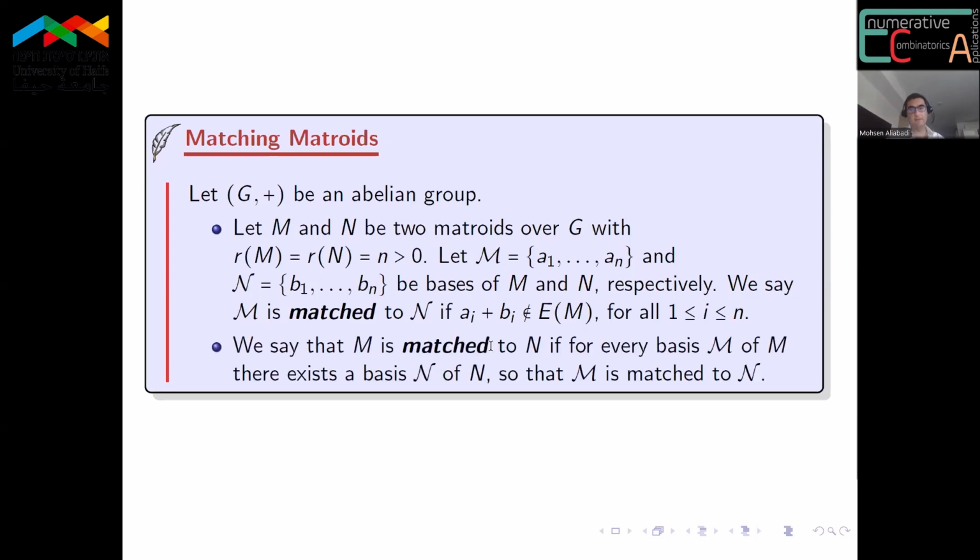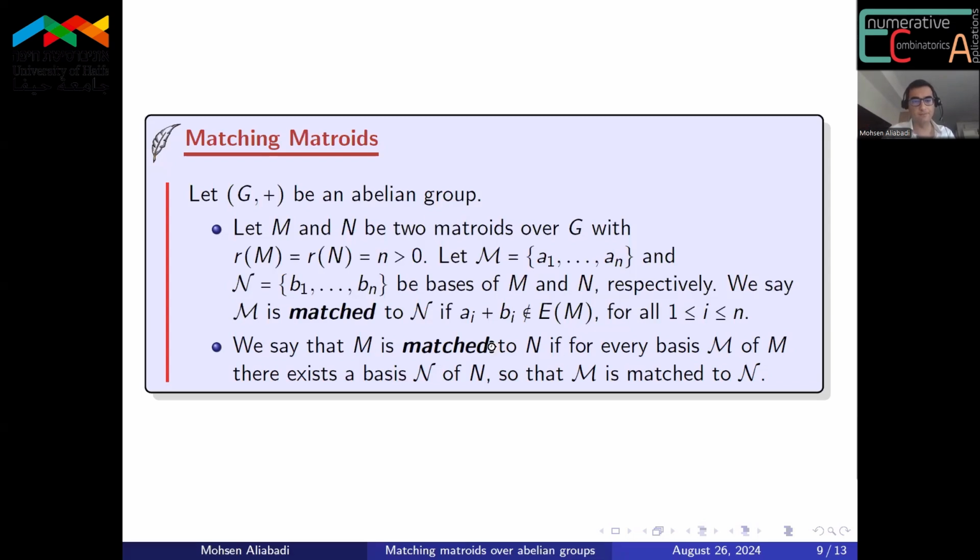Next, the definition of matchings for matroids. We are going to use the definition of matchings for bases to define matchings for matroids themselves. So we say a matroid M is matched to matroid N if for every basis of the first matroid, there exists a basis of the second matroid such that, respectively called M and N, M is matched to N.